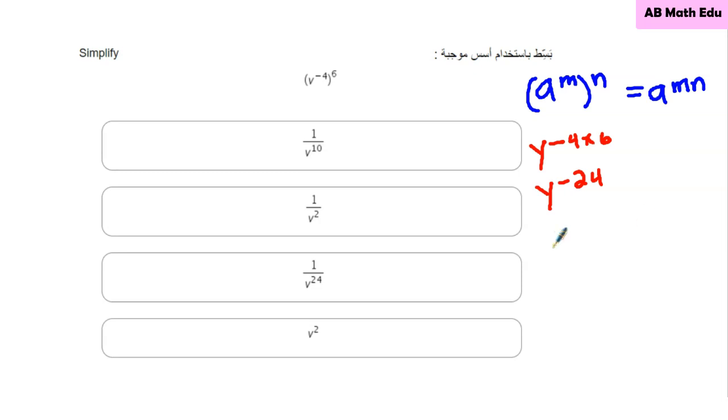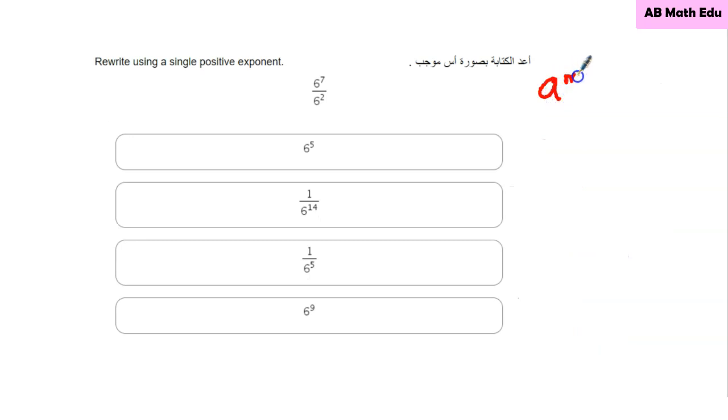That's what they are looking for. If we have a to the power negative n, it is the same as 1 divided by a to the power n. So that's what they were using here. So this one will become 1 divided by y to the power 24. That gives us this. So if we have a to the power m divided by a to the power n, the bases are the same. So what we have to do is take the base and subtract the denominator power from the numerator power.